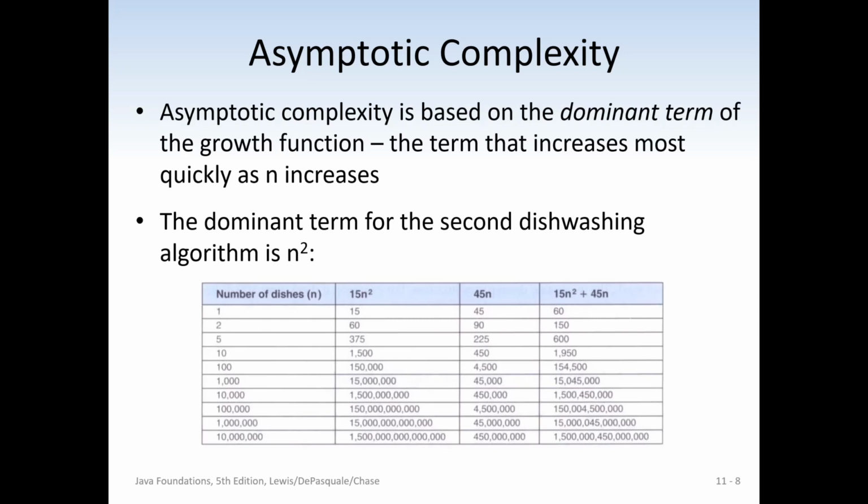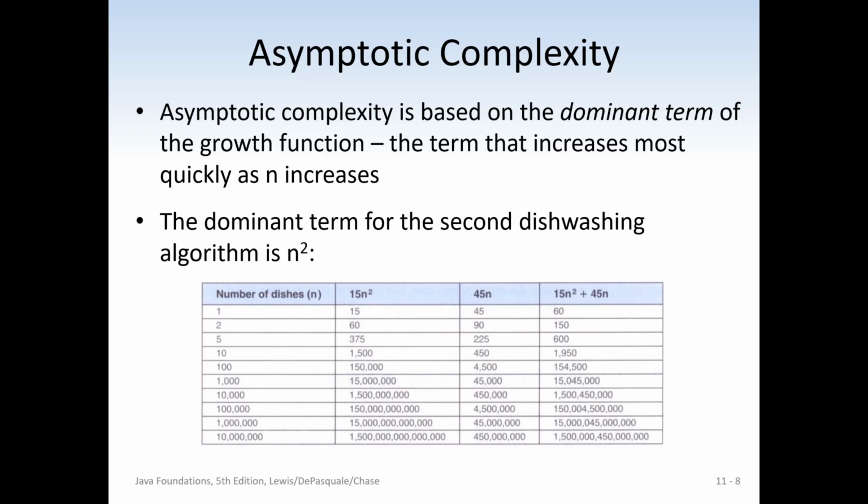So asymptotic complexity is based on the dominant term of the growth function, the term that increases the most quickly as n increases. Before, I said the constant terms don't matter. It turns out that even the linear term, the n term, doesn't really matter at all. So you look at this chart. We can prove this later on when we more formally define this, but we're not going to do that here. It's going to be in algorithms. But if you look at this chart, you can get a feel for this.